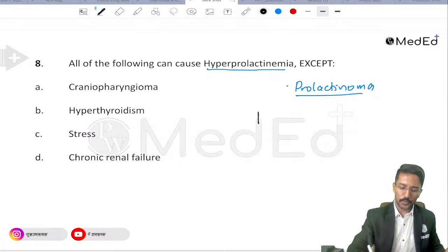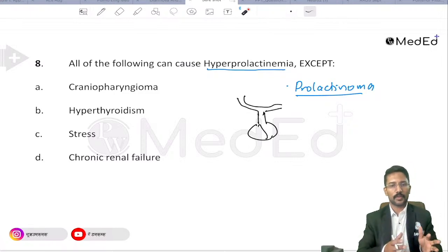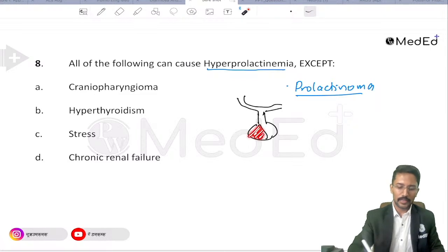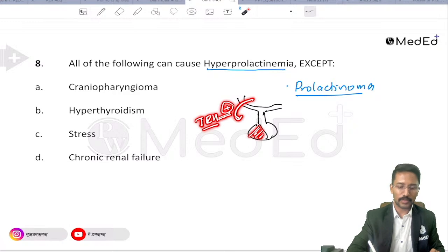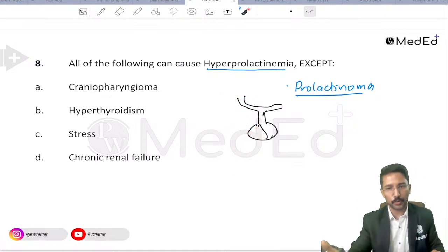See, when you look at the pituitary gland, it is under the hypothalamic control. Every other pituitary hormone, you talk about TSH, you talk about ACTH, every other anterior pituitary hormone, they are all positively stimulated by the hormones produced by the hypothalamus, right? For example, if I'm talking about TSH, TRH comes from the hypothalamus, which stimulates the anterior pituitary to produce TSH. So they are under the stimulatory control, right? TRH comes, it stimulates the anterior pituitary, then TSH is produced.